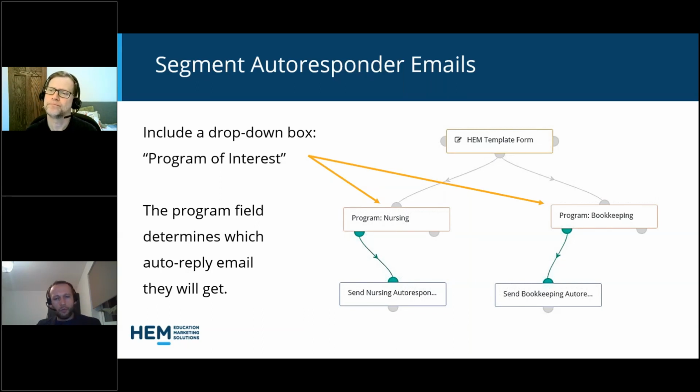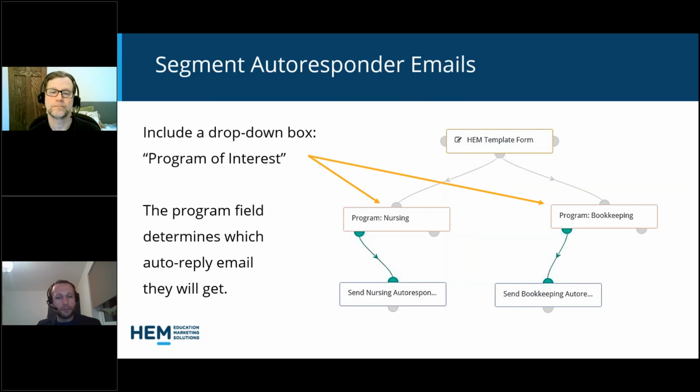So people are assigned to different segments on a live basis, depending on which program they're interested in, or which country or language they speak. And one of the benefits of this whole segmentation is categorizing into lists. You can see here the example on your screen. We have the HEM template form. When somebody fills in that form, they have an option here, and this is a minimal example, but you have either nursing or bookkeeping to choose from.